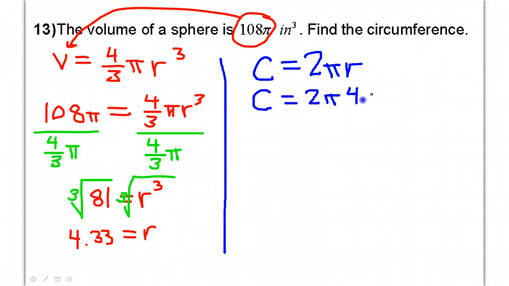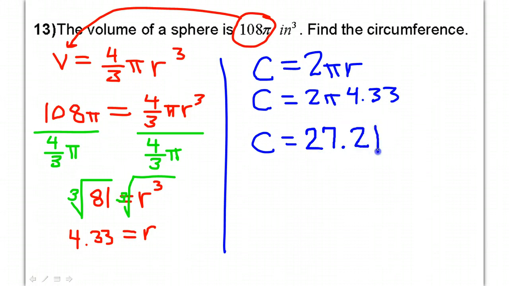times 4.33. Alright, that gives me 27.21. Alright, and that is how you do number 13.